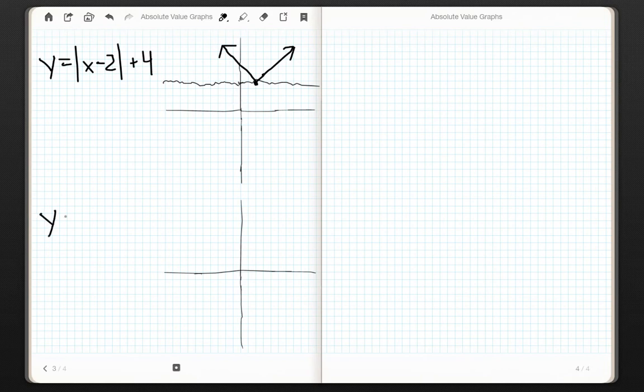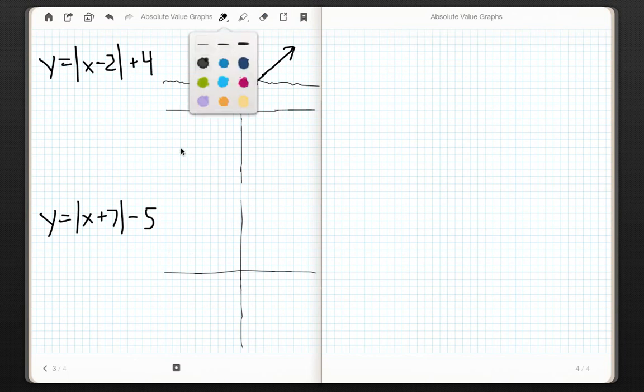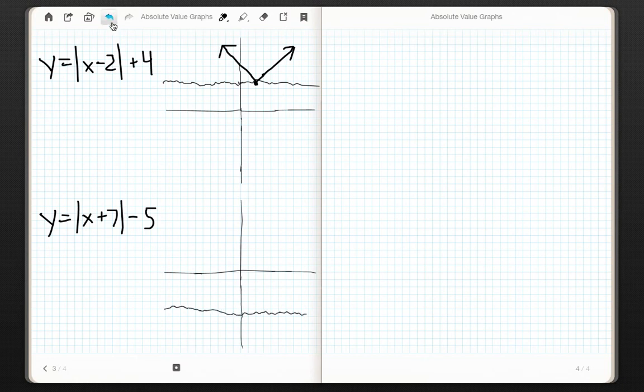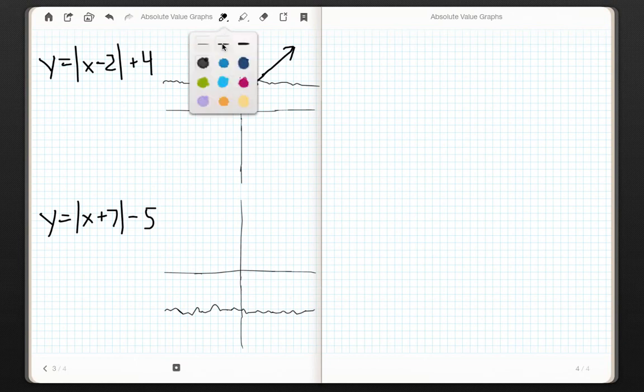Okay, and let's do one more of that form. Y equals the absolute value of x plus 7 minus 5. So y is going to be 5 less than starting on the x-axis. So that means we're going to go down by 5 and start the graph down here. That is y equals negative 5.